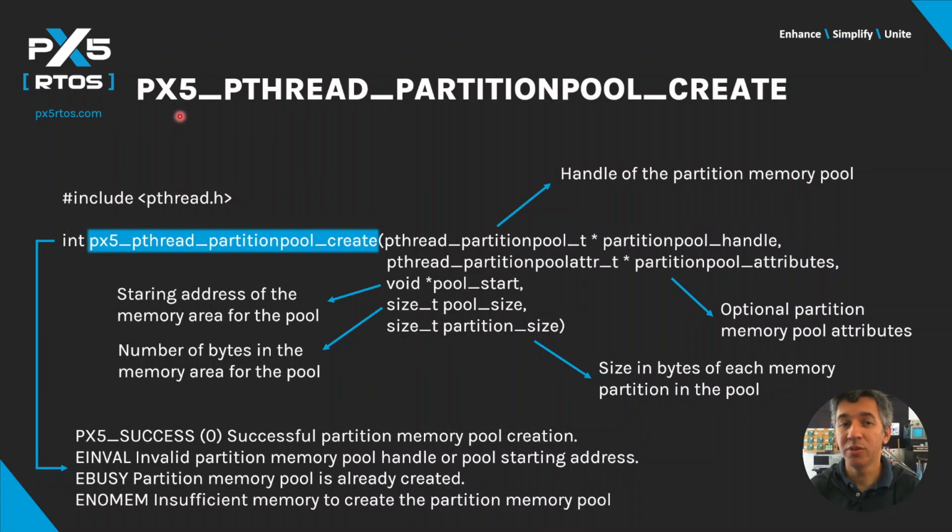Before we can use a partition pool, we first need to create it. We do that by calling the partition pool create API, passing the handle of the partition memory pool, then any optional attributes, the starting address of the memory area for the pool, then the number of bytes in the memory area for the pool, and finally the size in bytes of each memory partition in the pool. Then we can check the return for errors.